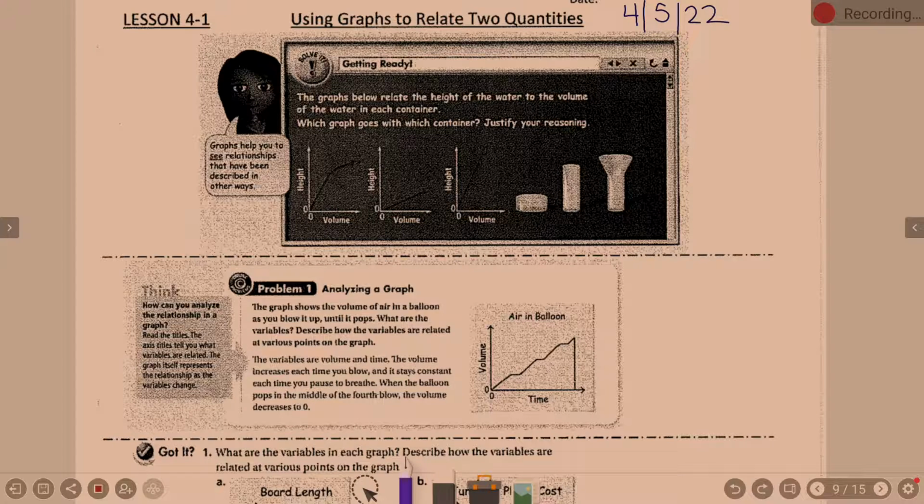Lesson 4.1. Using graphs to relate two quantities. Now, you'll notice in this lesson there are several problems copied in, and that was kind of the easiest way to get through it, right? Okay, so just follow along. Robbie, put the iPad up so you're not tempted to be distracted, please.